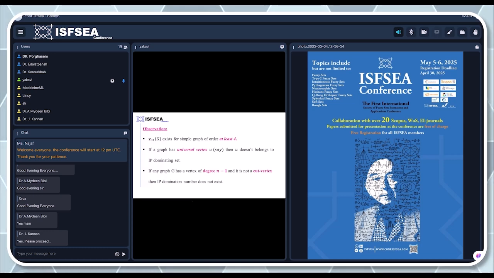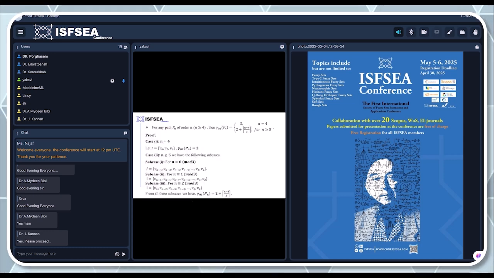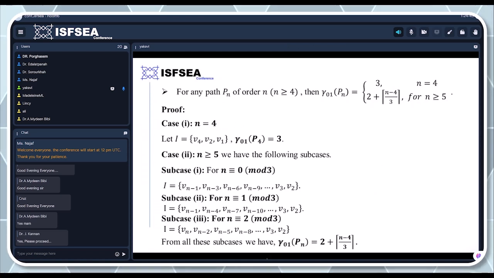Next, we move on to the results. The first result is that for a path Pn of order n greater than or equal to 4, gamma 01 of Pn is equal to 3 for n equal to 4, and 2 plus the ceiling of (n minus 4) by 3 for n greater than or equal to 5. The result is proved in two cases.